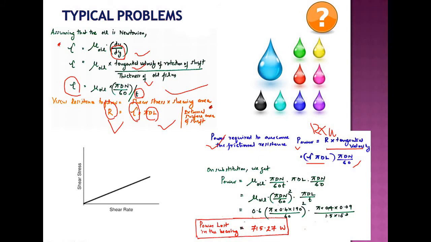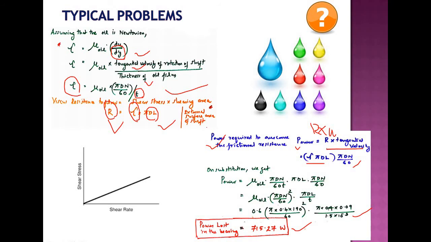You substitute the values like this. Okay, all the values are known. Mu is known, d is known, n is known, l is known, t, that is thickness, is also known. You will get power lost in watt as 715 watts. Power lost is 715. This is how you calculate.